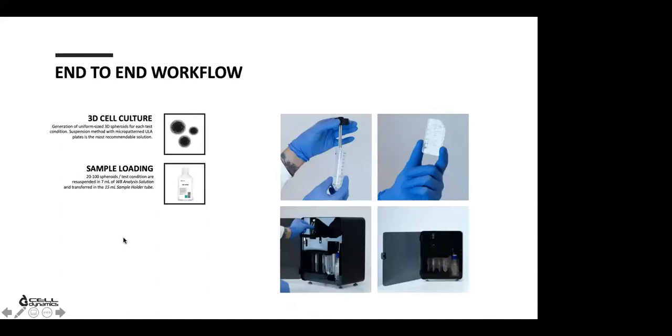And after that, there is the sample loading. We group and transfer from 20 to 100 spheroids, depending on the sample, on the experiment need, for each test condition in the sample holder tube, and we will suspend the sample in 7 ml of weight analysis solution, our calibrated buffer in terms of viscosity and mass density.